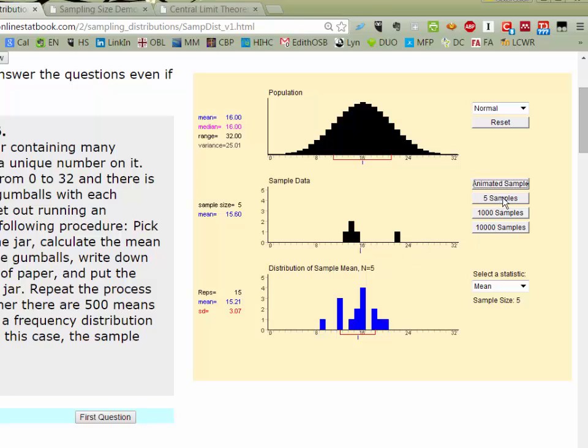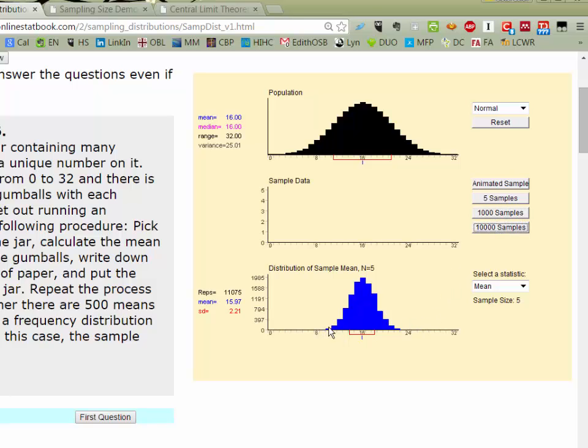The computer lets me draw them several at a time. It won't animate it when I do that. So if I draw 5 samples, it just adds them to the lower level. And I can keep doing that, and as I do, you'll see that more and more of them are coming towards the center. And I can draw 1,000 samples at a time, and then 10,000 samples.